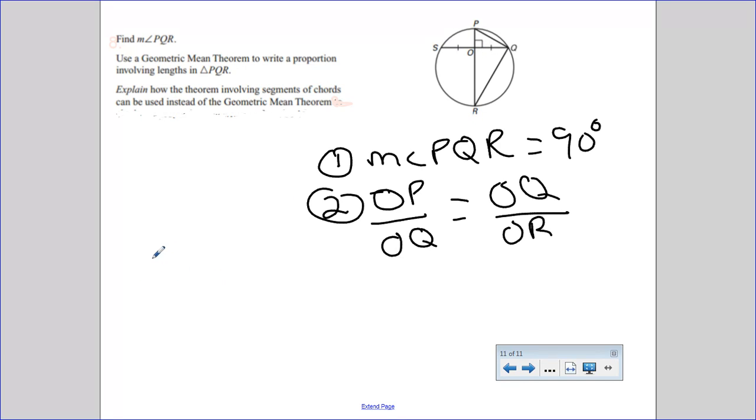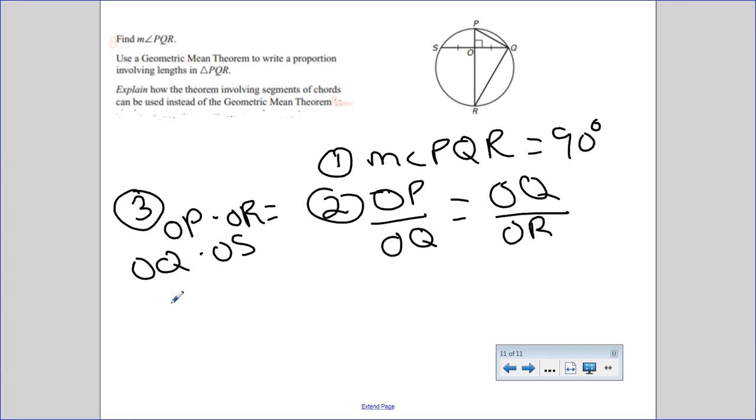All right, now we're going to need some room to explain number 3. Explain how the theorem involving segments of chords can be used instead of geometric mean theorem. If you look at your notes, theorem, the segment of chords was the first one. So I think it's 10.14. All right, so these would be internal chords. Now, by the segment of chords, it says that if I took the products, right, OP times OR would have to be equal to OQ times OS, right, the products.